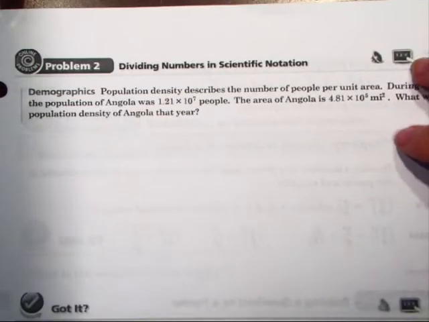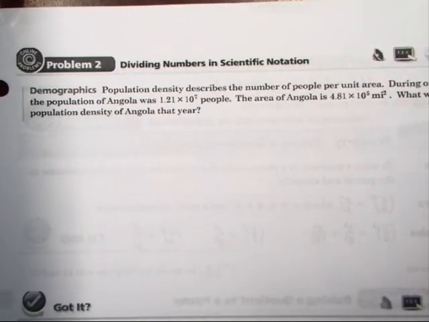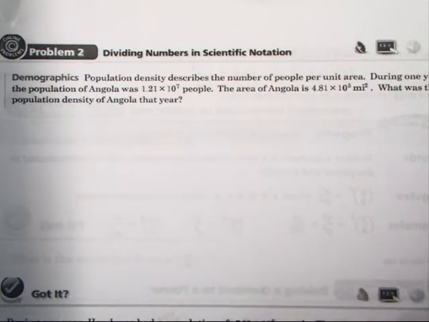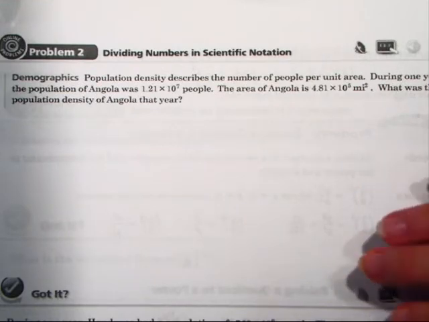All right, problem 2 brings us to a word problem. Yay! Demographics. Population density describes the number of people per unit area. That makes sense, right? Like how many people are in this particular area.